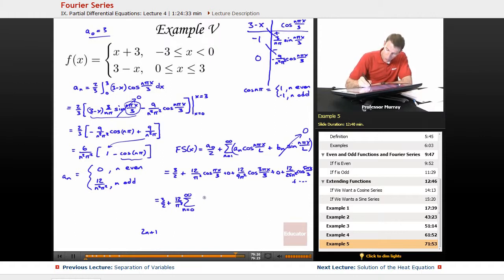So 1 over 2n plus 1 squared times cosine of an odd number, so 2n plus 1, times pi x all over 3. And that's the last word on my Fourier series using only cosines for that function.